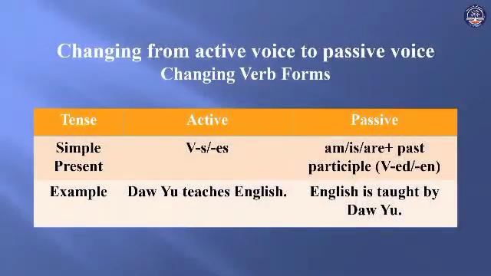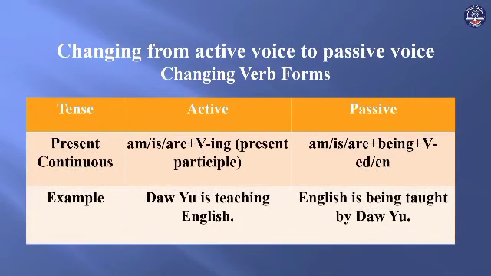Simple present form in active sentences changes to am, is, are plus past participle form in passive sentences. Study the example to see what I said clearly.